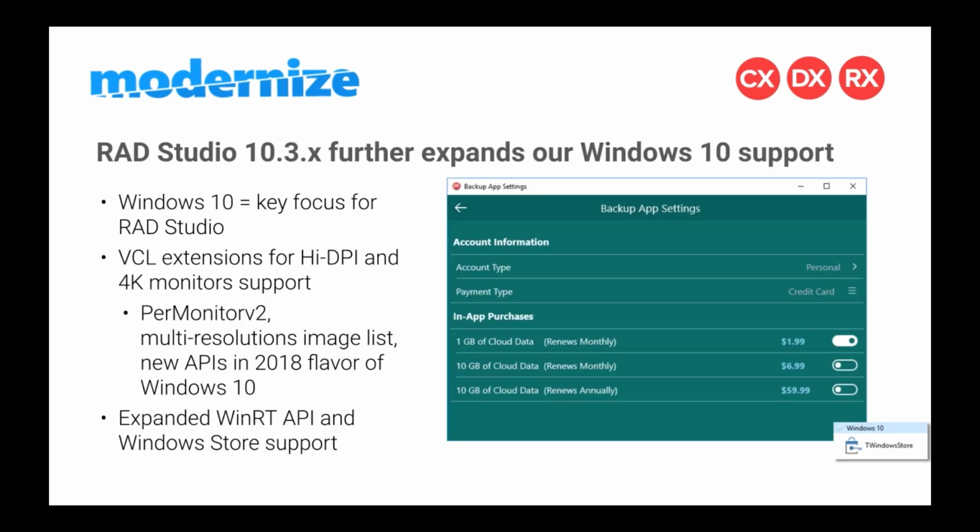Now, RAD Studio 10.3x further expands our Windows 10 support. So again, as I mentioned, Windows 10 is a key focus in RAD Studio. We provide VCL extensions for high DPI and 4K monitor support, including per monitor V2 support, a multi-resolution image list, which is very similar to what we provide on the FireMonkey side for enabling your application so that you can support multiple resolutions of images and icons. We also provide expanded WinRT API and Windows Store support, and this includes support, for example, for in-app purchases.